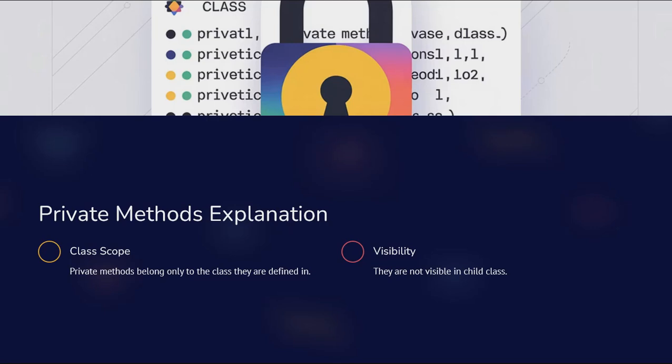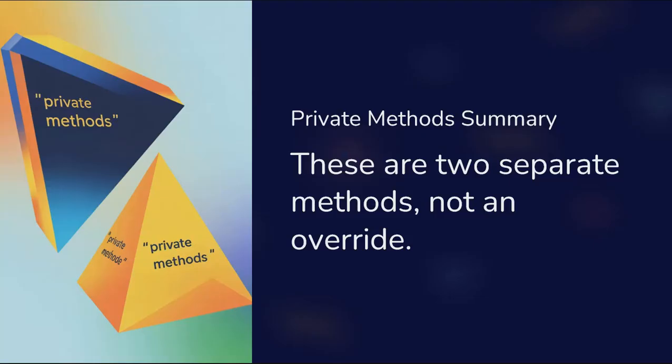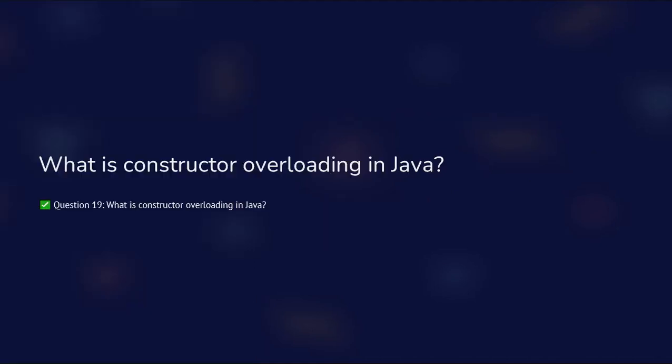They are defined in the visibility of the class. They are not visible to the child class. So you can see that here a parent class has one private method display. Child extends parent class and has a private method display. In this example, both parent and child classes have private display methods, but they are completely separate methods. So these are two separate methods, not an override.